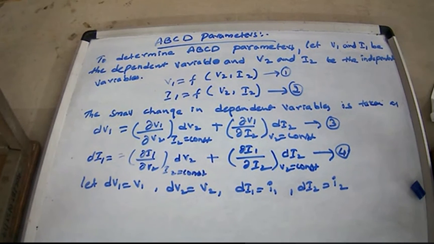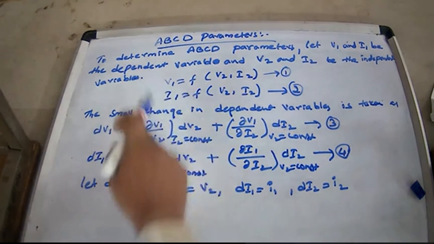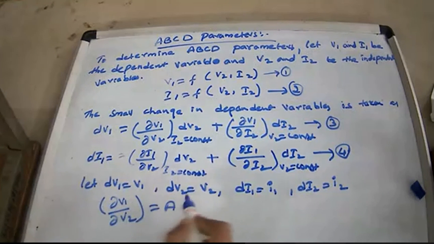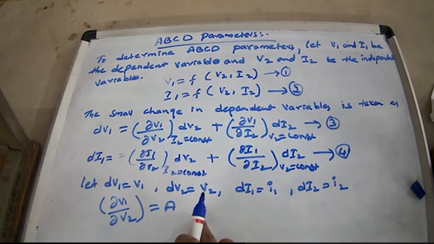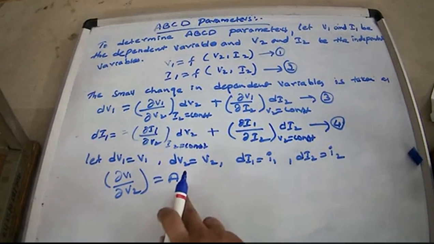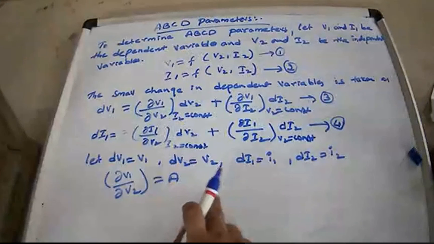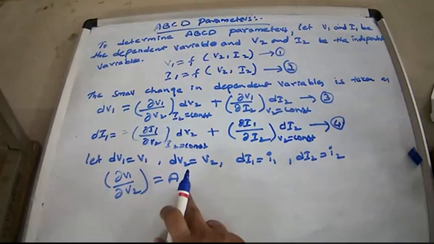Now after giving the basic notation, let's go for the partial derivative values. The first partial derivative, dou V1 by dou V2, we will take as capital A. In the previous topic we were taking H11, H12, Z11, Z12, Y11, Y12. Here we are writing directly separate variables A, B, C, D. Why separate? Because the notation itself, A is different, B is different, makes the variation, so there is no need to give a separate notation to differentiate.